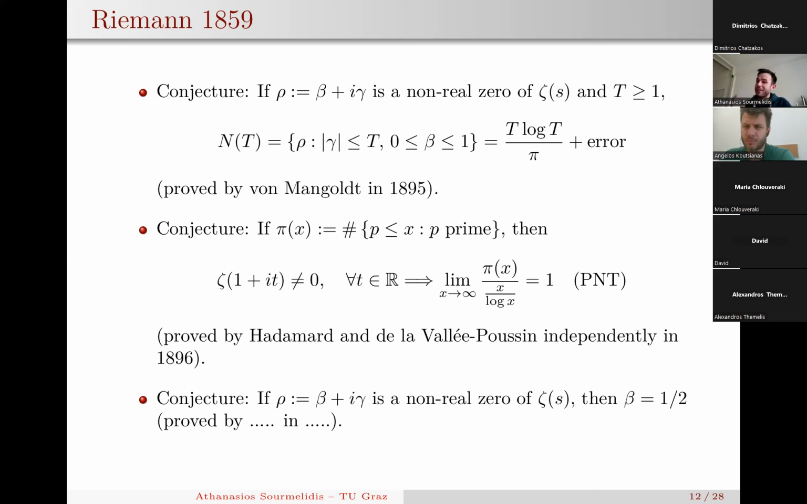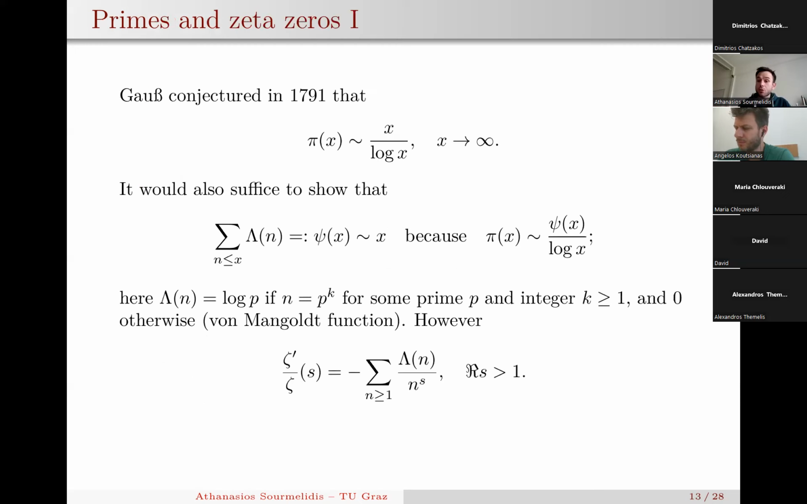Riemann made these conjectures, and then he moved on with his life. He moved on with his research. I don't know whether he was more interested in other stuff or he had certain insight that this could be a very difficult problem. But the mathematical community was really interested in this connection between zeros and primes, because this would give information on how the primes are distributed among the integers. It was already predicted by Gauss in 1791 that the prime counting function should be approximately x over log x. This symbol here just means that the limit of the ratio goes to 1.